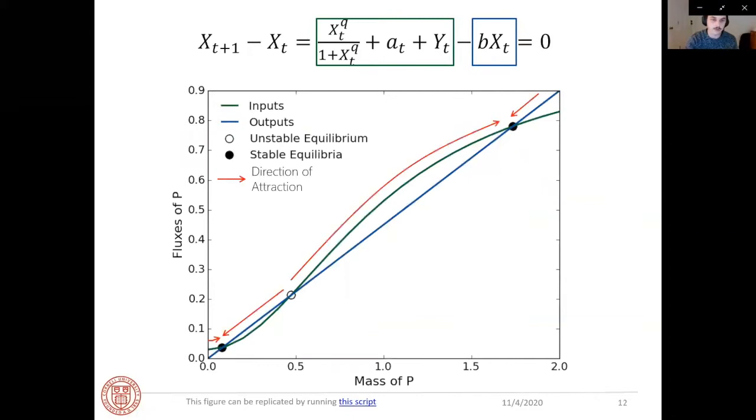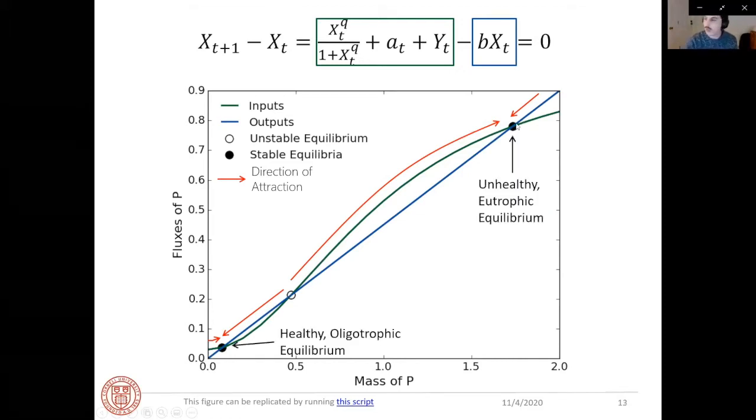And so if we want to take a closer look at this, we can see that if our mass of phosphorus in the lake is above this point, which we call an unstable equilibrium, it will naturally end up, just through natural processes of the inputs being greater than the outputs, at this unhealthy or eutrophic equilibrium. And if the mass of phosphorus is below this unstable equilibrium, then it will naturally end up at this healthy, another word for that is the oligotrophic equilibrium.